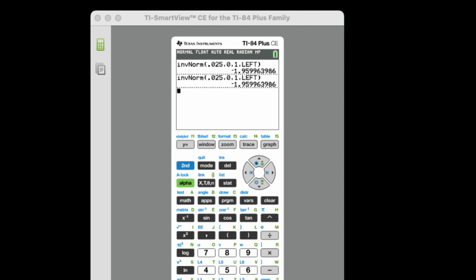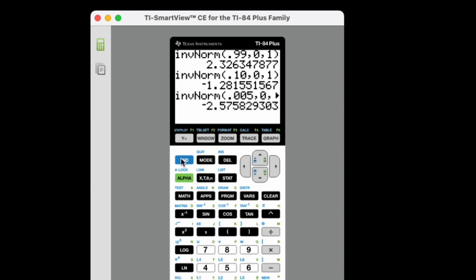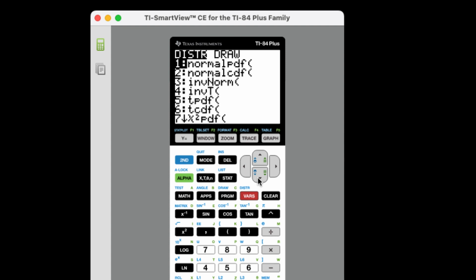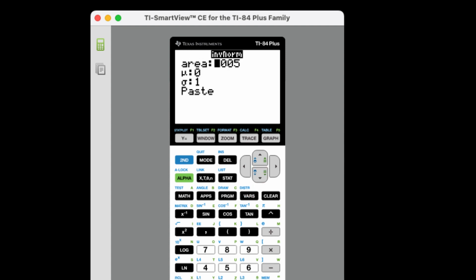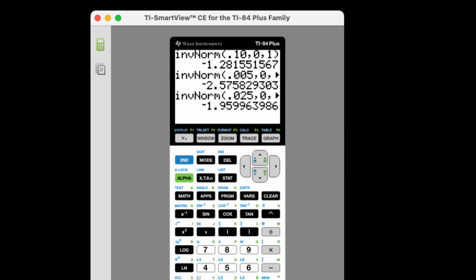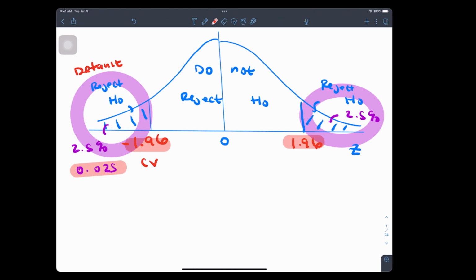Now, let's say, for example, you go, but Mr. Judge, I have the other calculator. I have that second distribution, inverse norm. Well, this area, they don't give you the option of left, right, and center. It is always area to the left of the critical value. So you would have to put the 0.025 with mu 0, sigma 1. And that gave you the negative 1.96 if you had the other calculator, which is exactly what we did here.